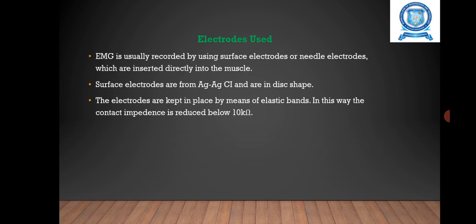Then the surface of the skin is cleaned and the electrode paste is applied. Here the electrodes are kept in place by means of elastic bands. In this way, the impedance is reduced below 10 kilo ohm.